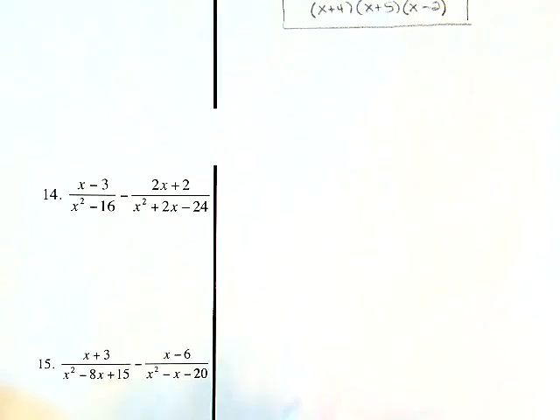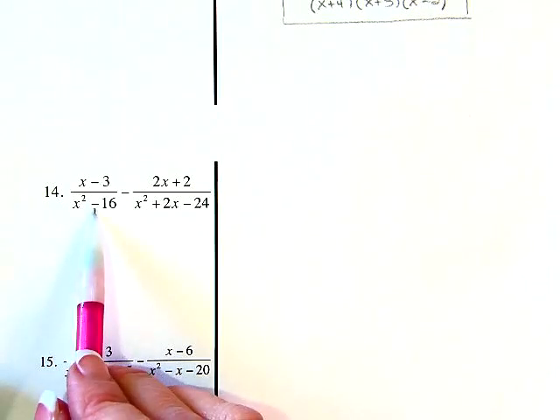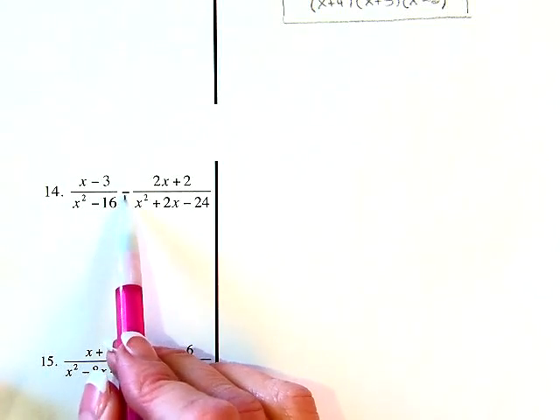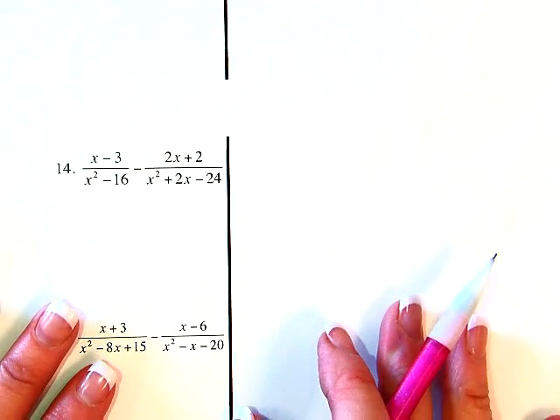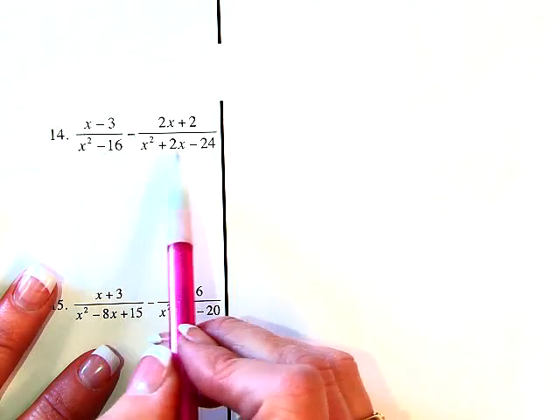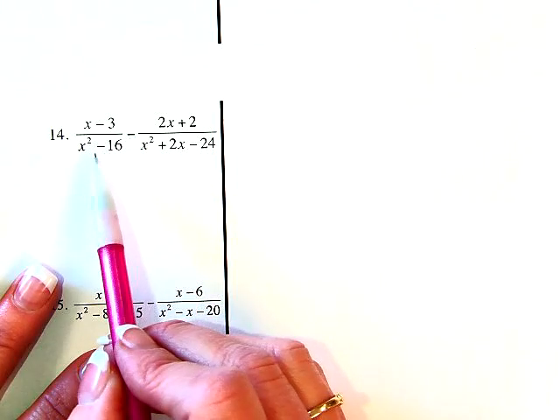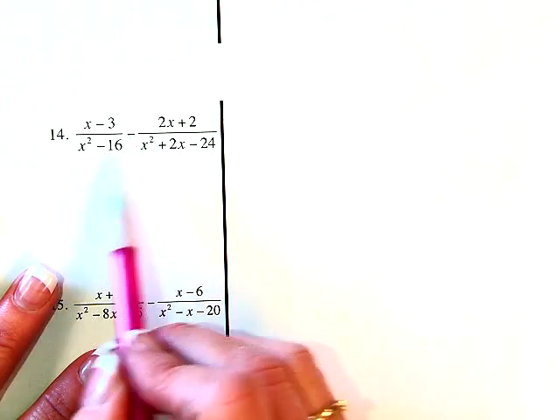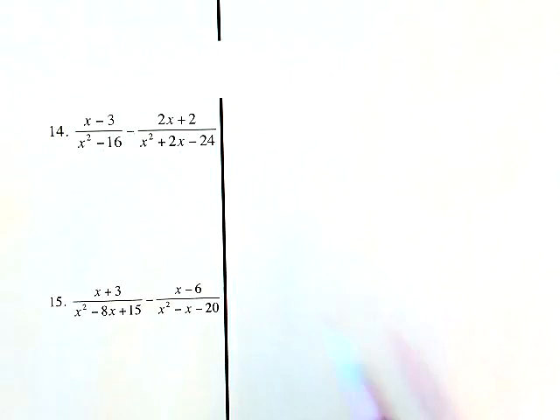All right, we got two more. 14 here just has a little bit different factoring piece down here that we want to remember, and then it is a minus, so be sure you're super careful there. All right? So in order to subtract, we need a common denominator, and in order to determine a denominator, we need a factored form. All right?